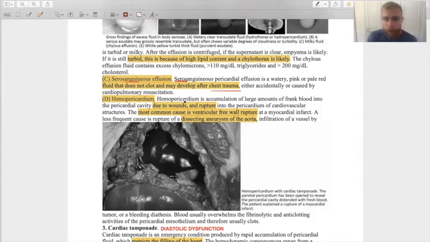Hemopericardium, blood in the pericardium. This one's really bad. Now, if you do this when you perform CPR, you really messed up. So typically a trauma, sharp penetrating trauma.